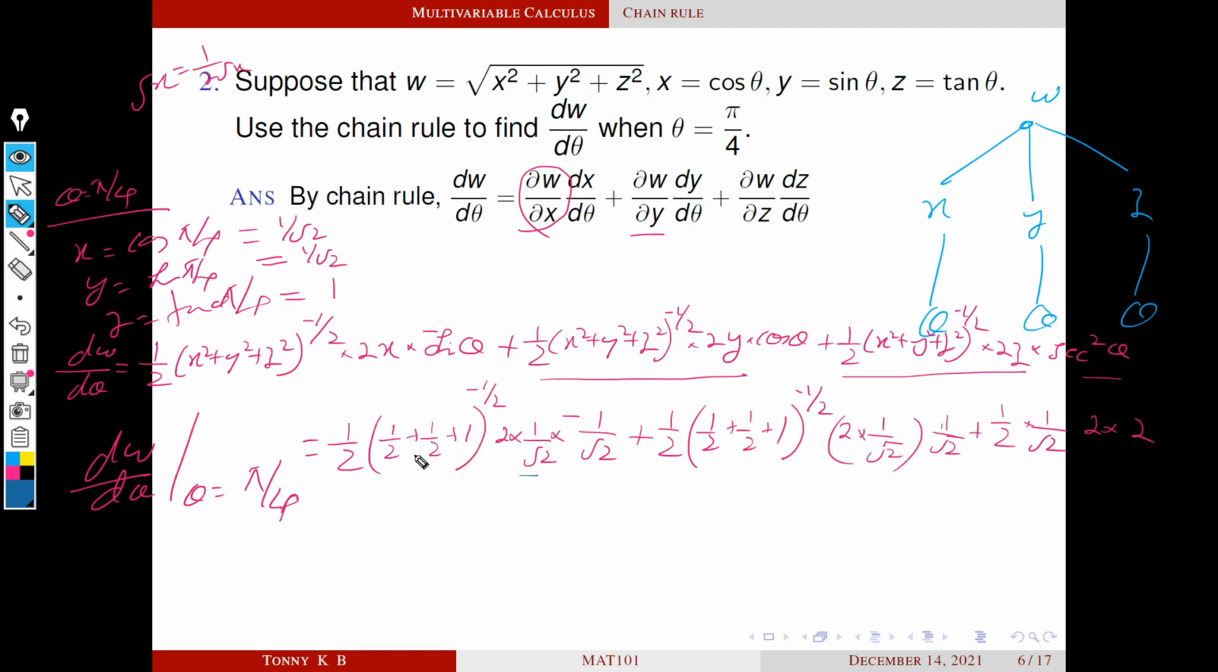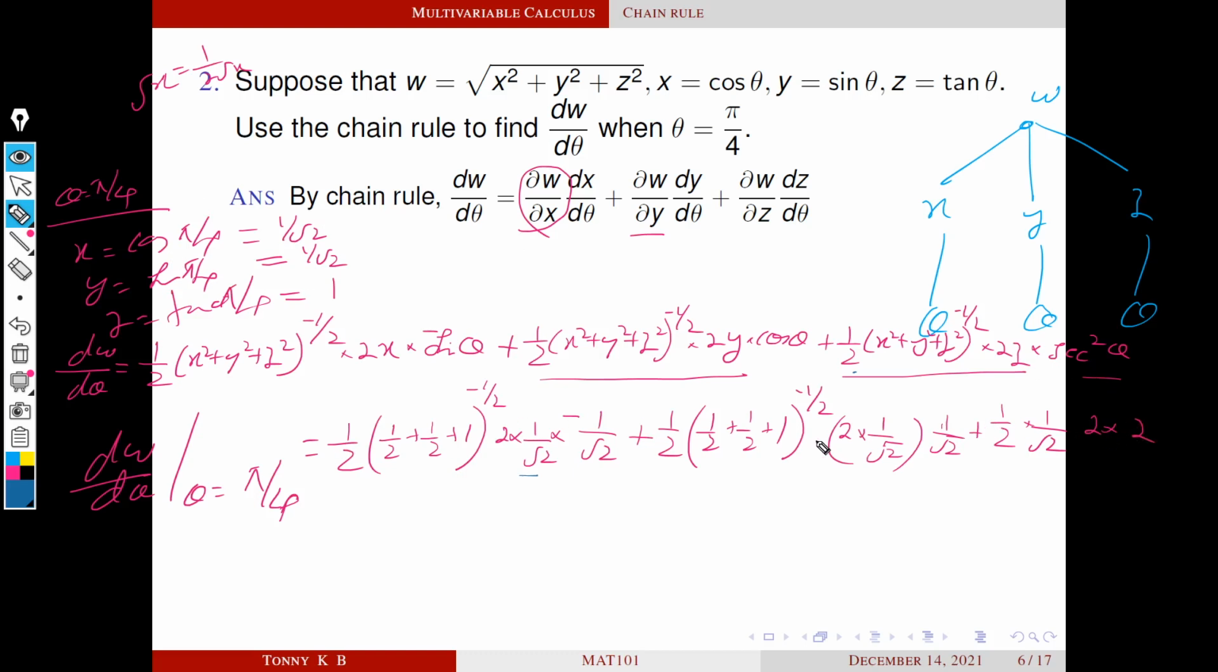And what about this one? This term is nothing but 1 by 2 plus 1 by 2 plus 1, that is 2. 2 raised to minus 1 by 2. What is that? 2 raised to minus 1 by 2 is nothing but 1 by root 2. That's why this term is 1 by root 2. Okay. This 1 by 2 is this one into 2. 2 into z. What is z? z is 1. So 2 into z is 2. Then sec square theta. And what is sec theta? 1 by cos theta. So 1 by cos theta means root 2. There is a square. That's why this becomes 2.